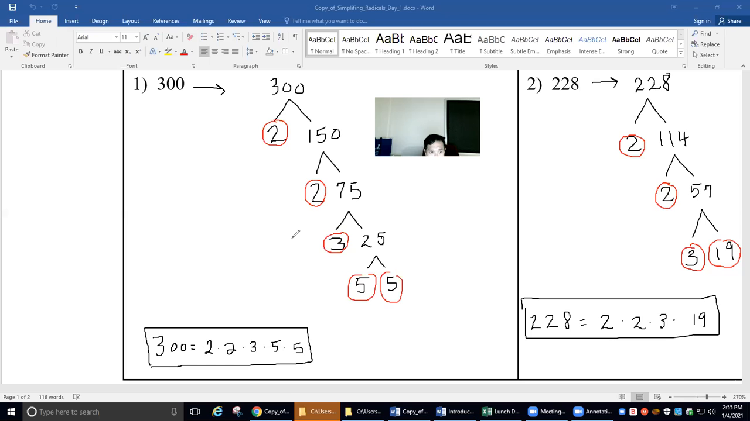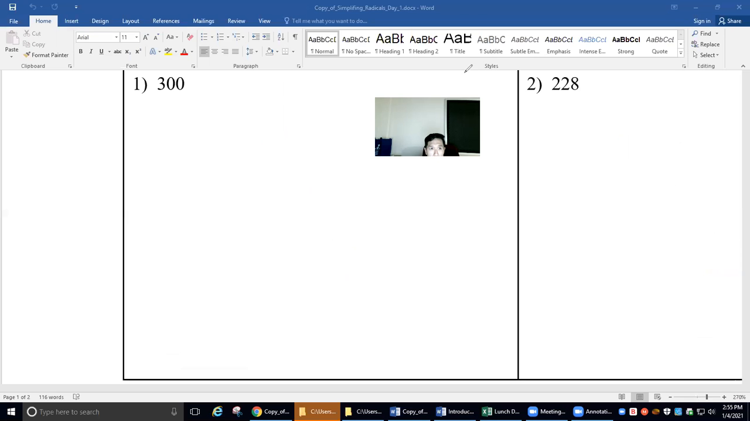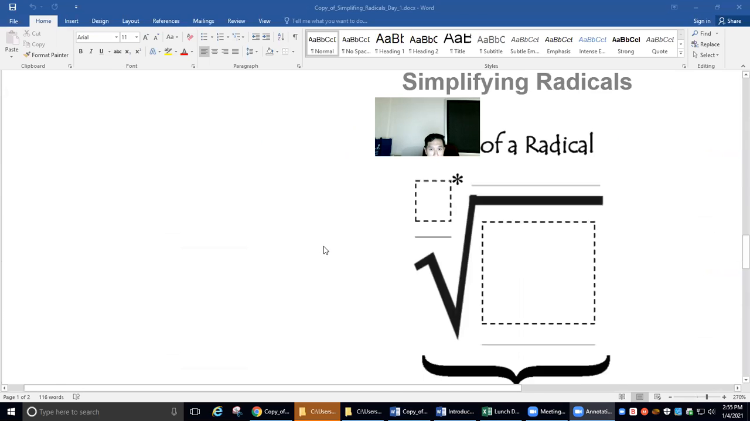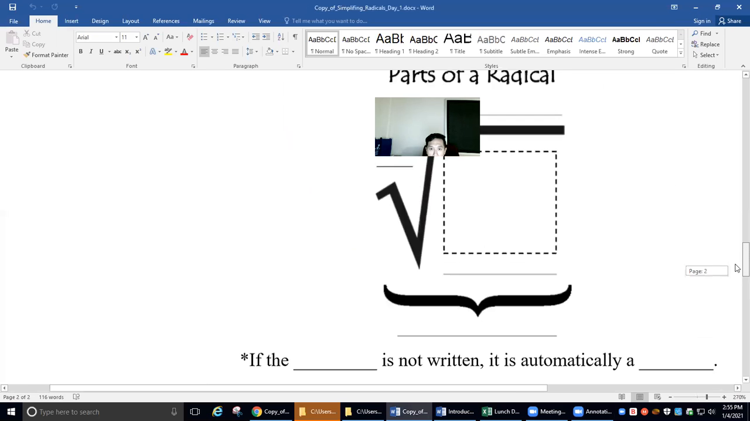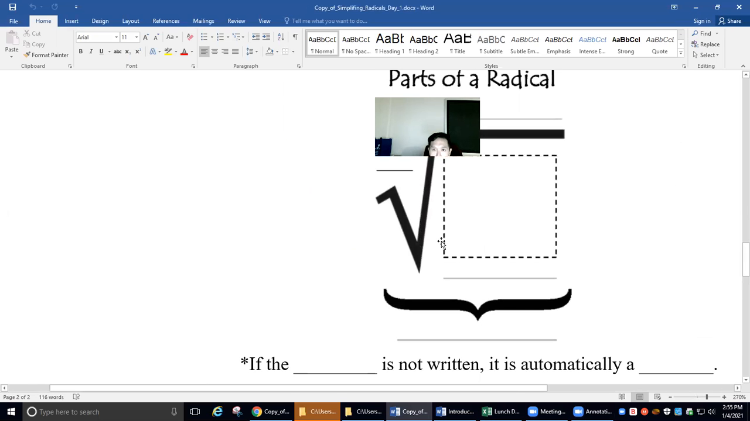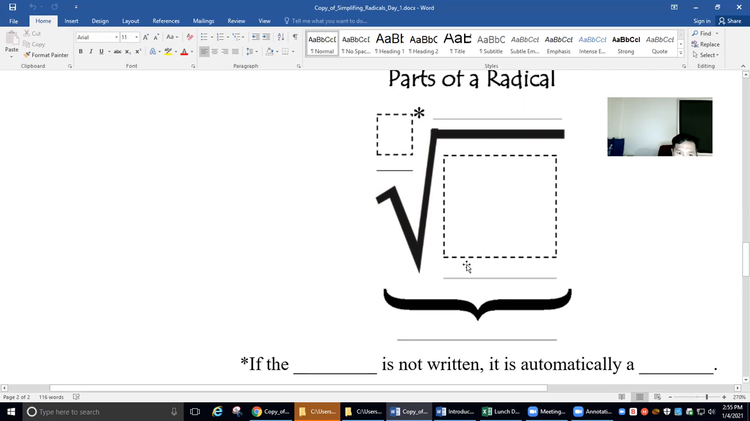All right, so I'm going to go ahead and clear it, and I'm going to move down to this page. So, parts of a radical. There's some blanks here. What's in the star right here? This number is your root number.